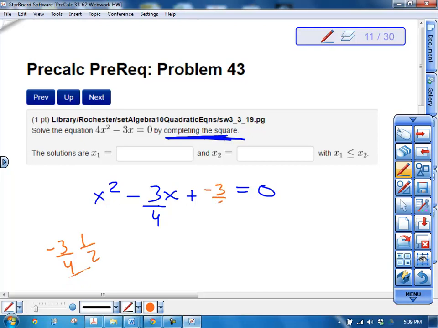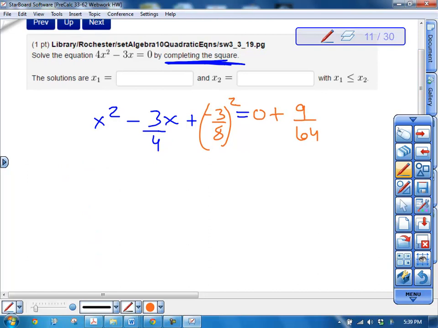So I'm going to make it negative 3 over 8. And I'm going to do that squared to both sides. Now to the right side, I'll make that 9 over 64. And then when I go to factor this, it's just x minus 3/8 squared right here. So you take the square root of this, put it here, take this and put it there. That's how you complete the square. And this would be 9 over 64.